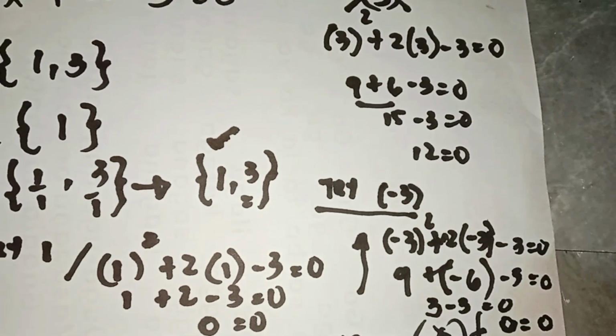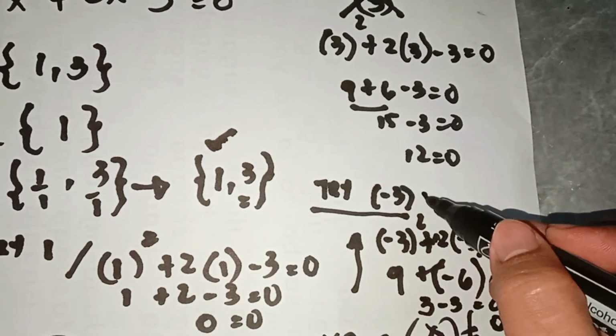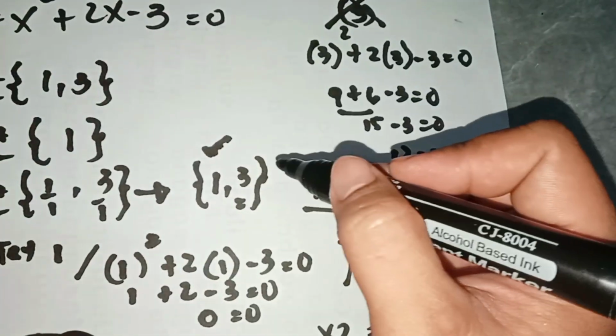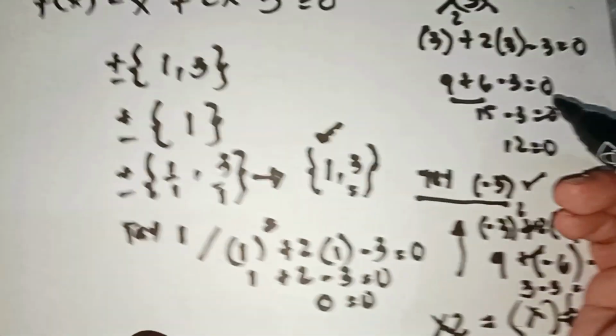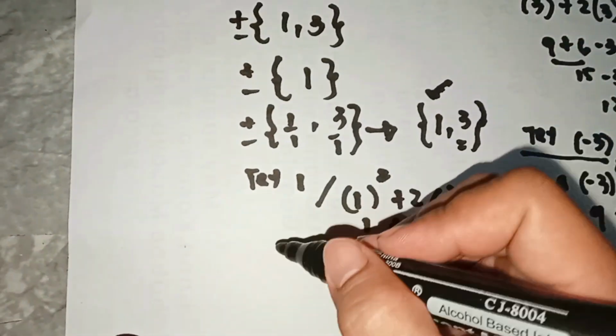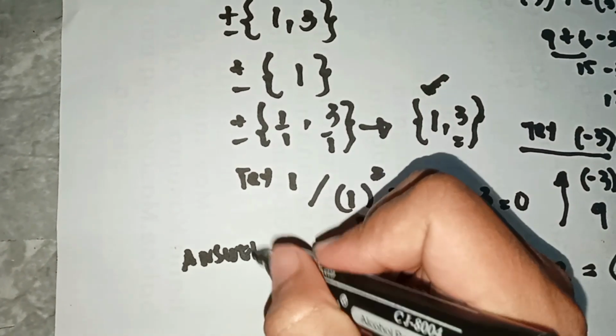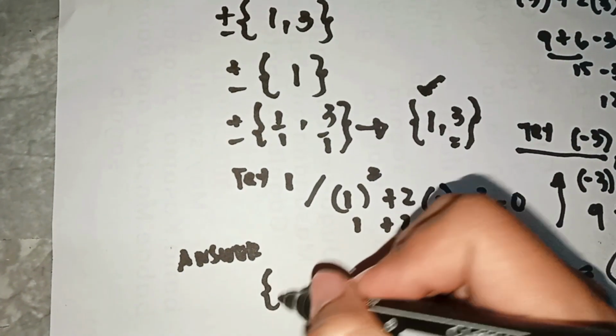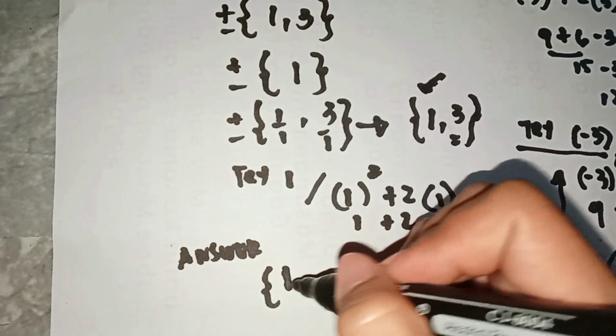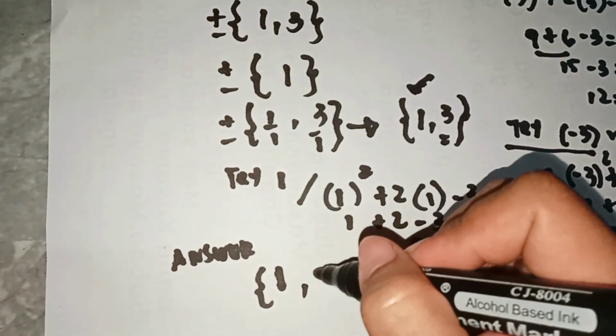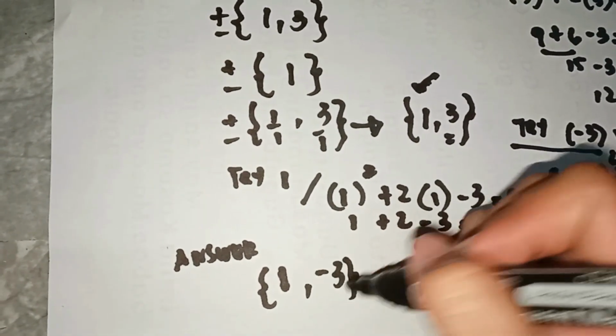So therefore the final answer is 1, which is earlier the root, and also the last is the negative 3. So the roots are 1 and negative 3.